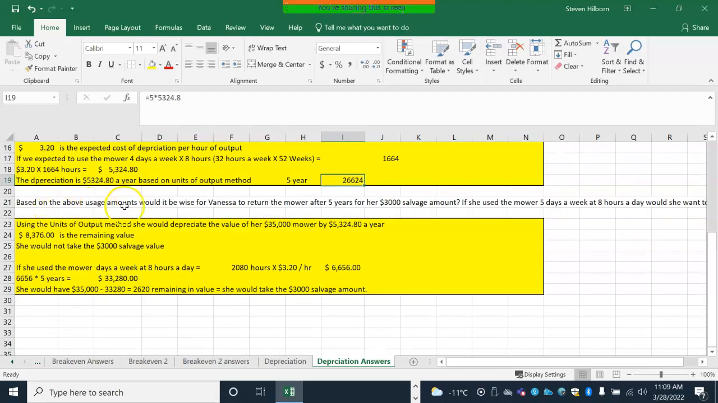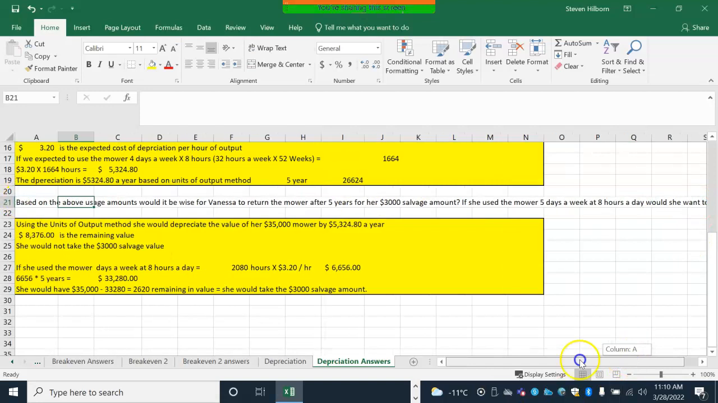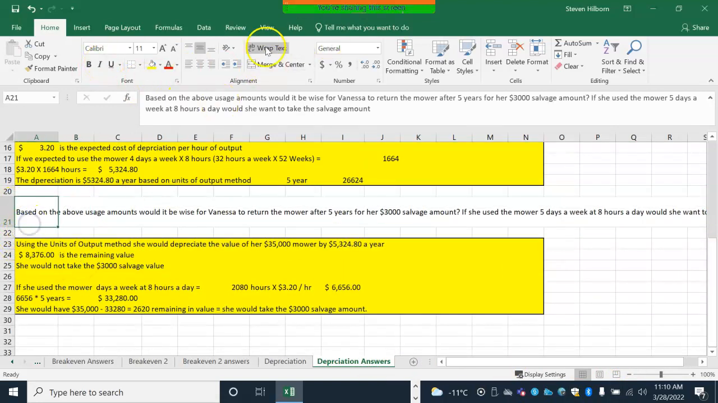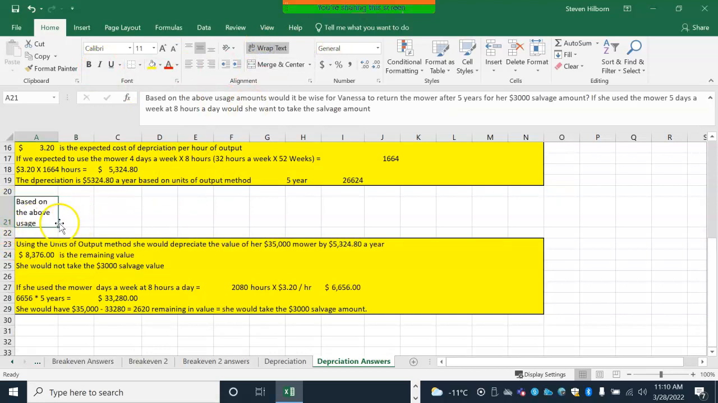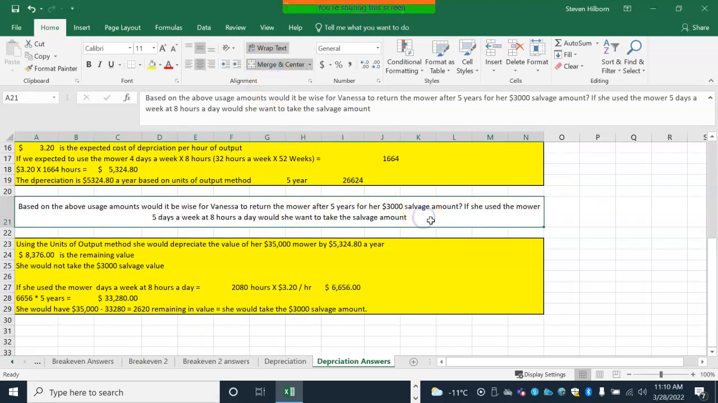Now, based on the above usage amounts, would it be wise for Vanessa to return the mower after 5 years for her $3,000 salvage amount? If she used the mower 5 days a week at 8 hours a day, would she want to take, I can't read it. Oh boy. There we go. Would she want to take the salvage amount?